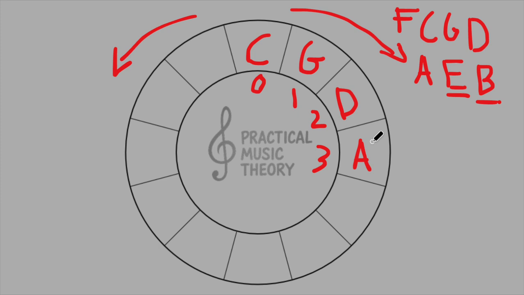G, A. Great. Now we need to find the key that has 4 sharps. So I go A, B, C, D, E, and I land on E major.